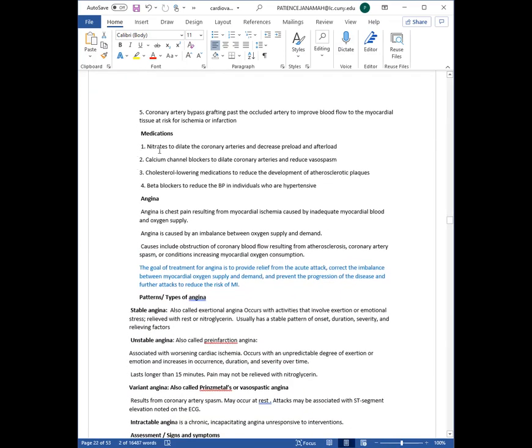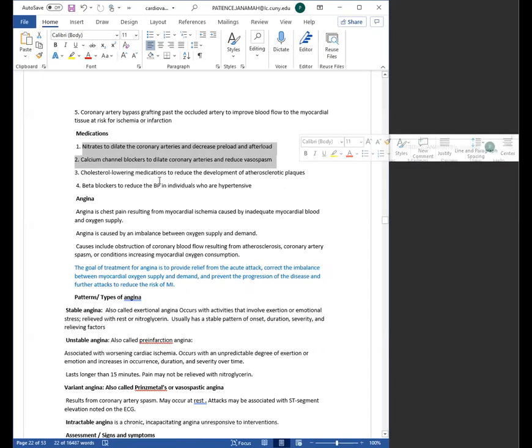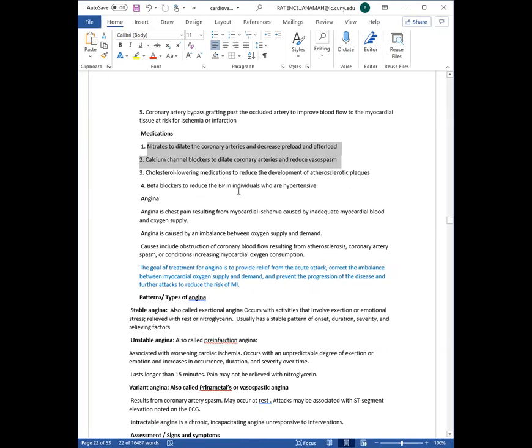So the medication you want to give is nitrates to help with dilation, calcium channel blockers to reduce vasospasms. So we know calcium has to do with spasms. So if you have a problem with calcium, you'll be having spasms. So you want to give calcium channel blockers. Cholesterol lowering medications, like I mentioned before, patients with this will have a problem with cholesterol. So anytime you see coronary artery disease, start thinking of a problem with cholesterol.